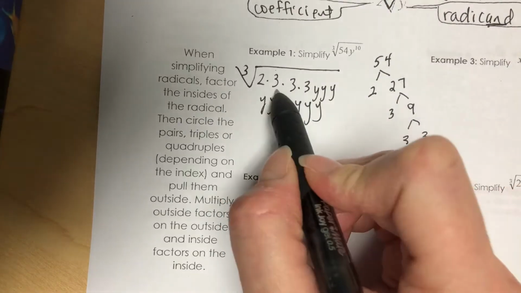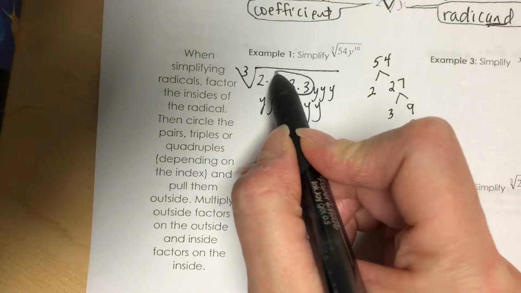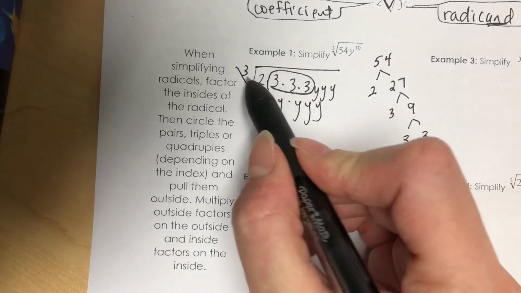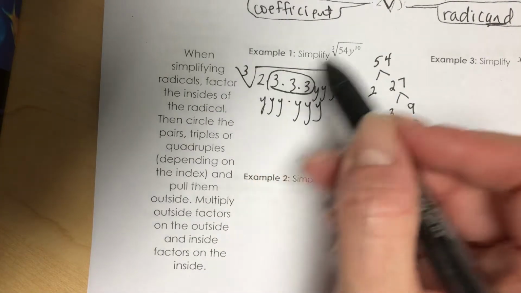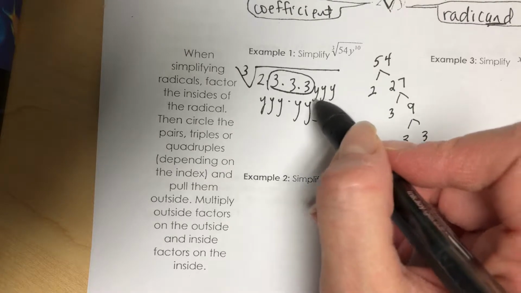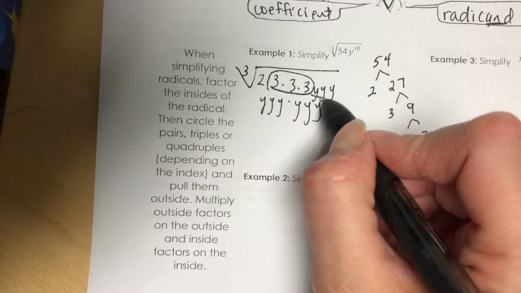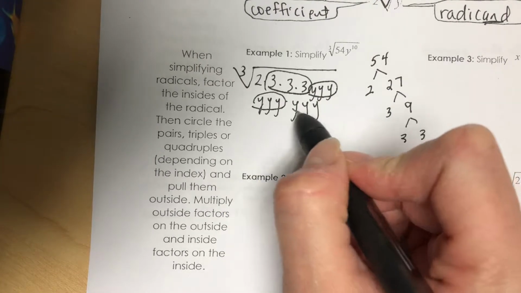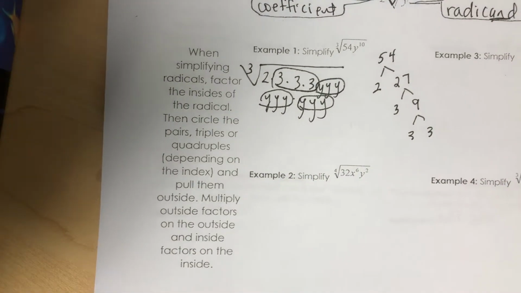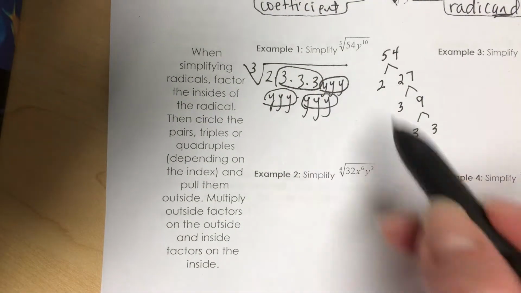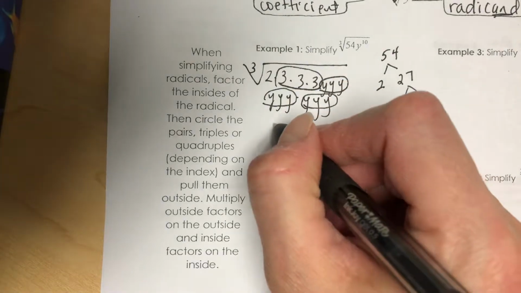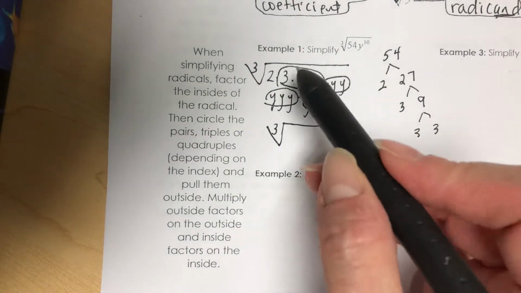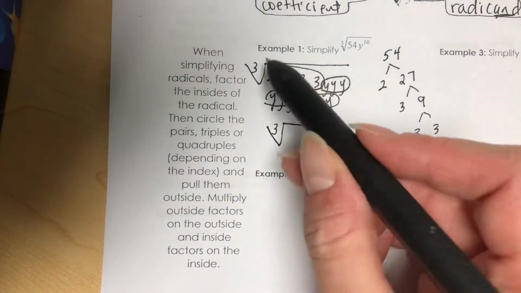So the cube root of 3 times 3 times 3 would be 3. So that's a number that I can take out. Because this is a cube root, because this index is a 3, I'm looking for triples. I'm looking for factors that appear exactly 3 times. So every time I find a set of 3, I'm going to circle it. Every triple that's been circled will come out of the radical. So I'm going to rewrite my cube root symbol. I'll leave some space out here. And anything that got circled 3 times can come out of the radical.